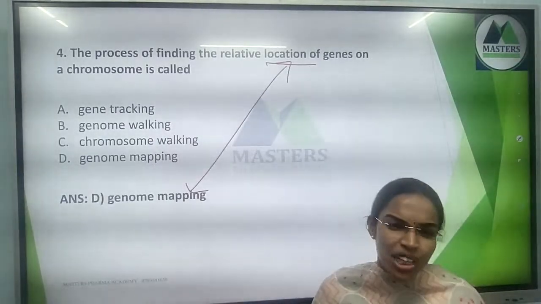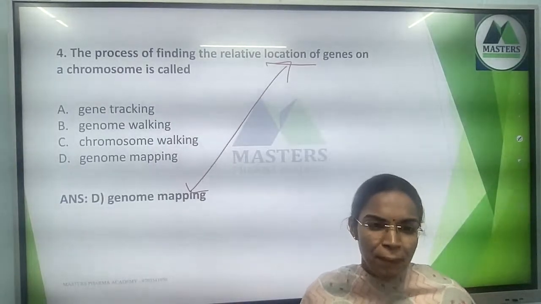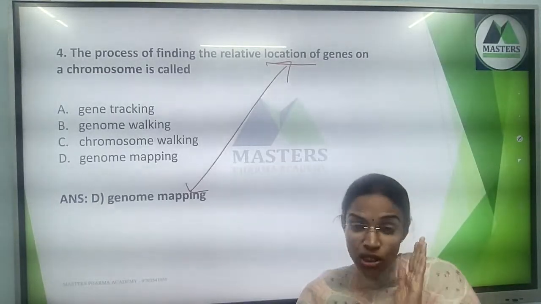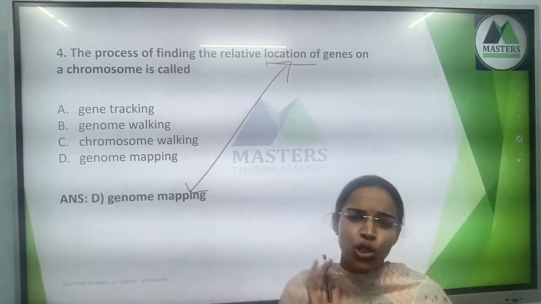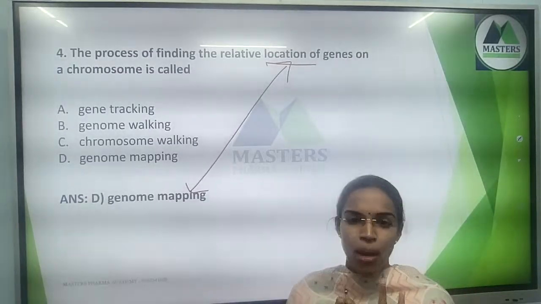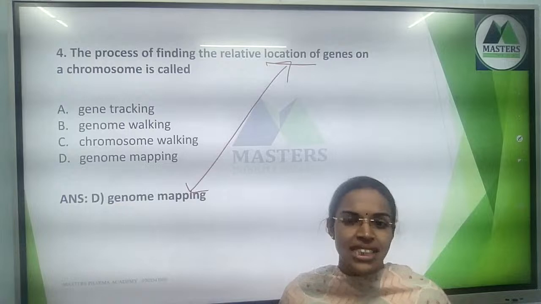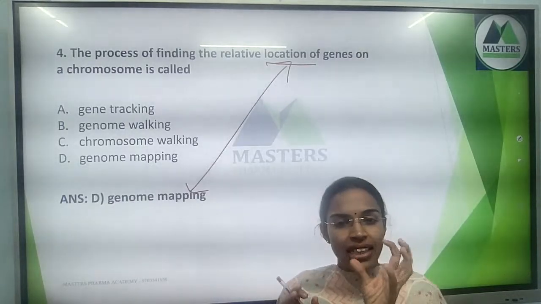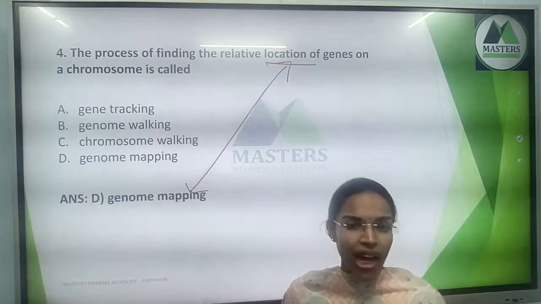What is gene tracking? Gene tracking is slightly confusing, because finding a location can also be called tracking, so it is unclear whether it is tracking or mapping. Gene tracking is the tracking or finding of the inheritance of a gene in a family.